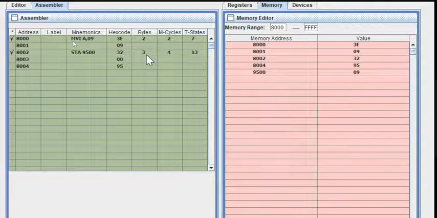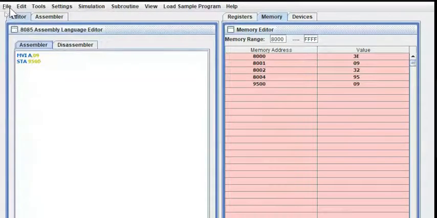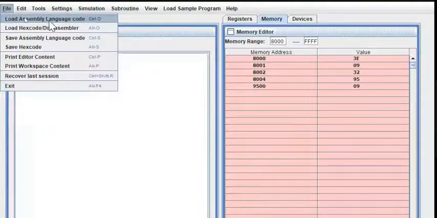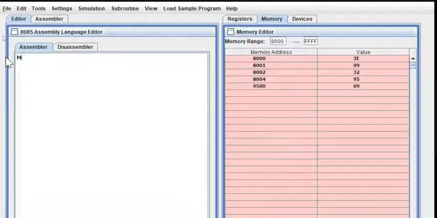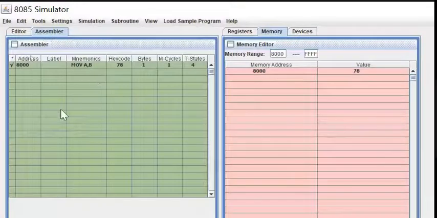Suppose move A comma C. Okay, I'll show you. I'm just typing move A comma B. I'm just assembling it. How many bytes is this instruction? Move A comma B: the opcode is the hexadecimal code 78H. So this is a 1-byte instruction.